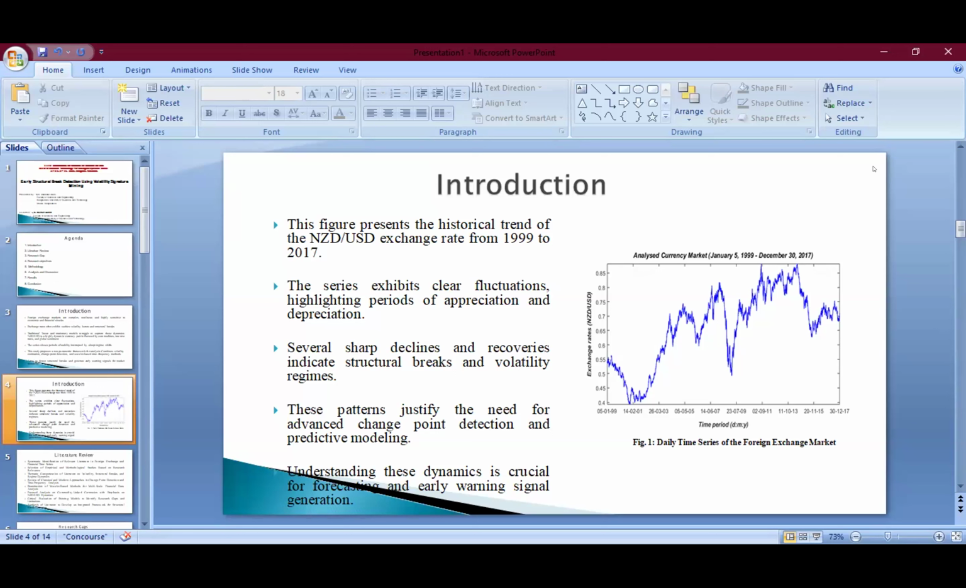This pattern justifies the need for advanced change point detection, and we have to identify the structural event points and do predictive modeling. Understanding these dynamics is very crucial for forecasting and early warning signal generation.